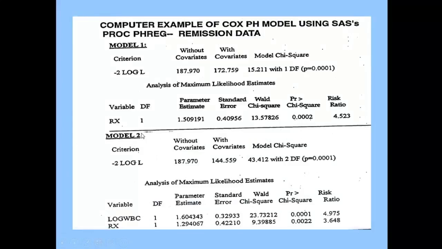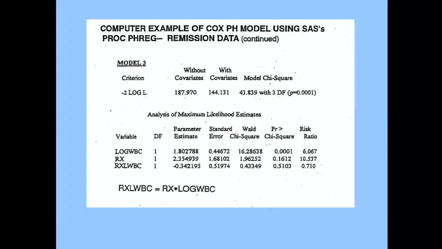Look at Model 2. What variables are in Model 2? Can you tell? I know it's just a few minutes left, but can you tell? Can you look at this? You've looked at the logistic regression output. What are the variables in Model 2? Treatment and log white blood cell count. What are the variables in Model 1? Just treatment. What are the variables in Model 3? You've added a product term.